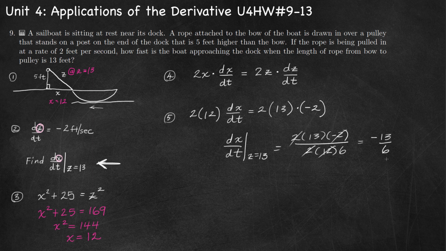Now we still need to think about our units. The rate that we are finding is dx dt. So the units for x is this length right here, the distance from the bow to the dock. That's measured in feet. And the t, my time, is measured in seconds. So my units are going to be feet per second. Negative 13 over 6 feet per second.